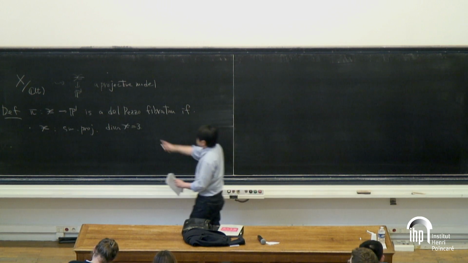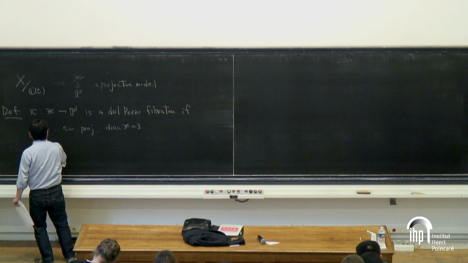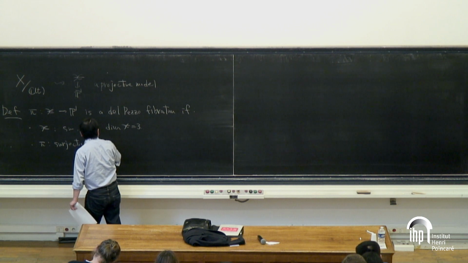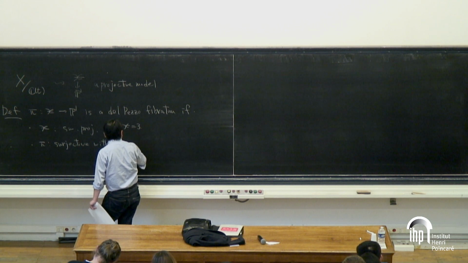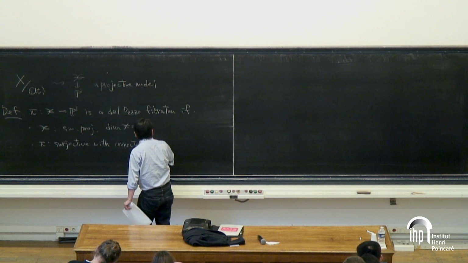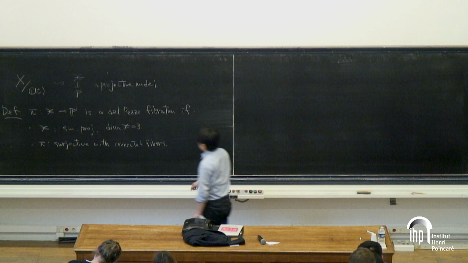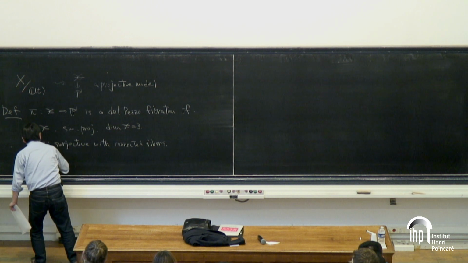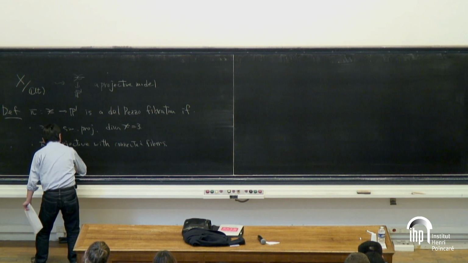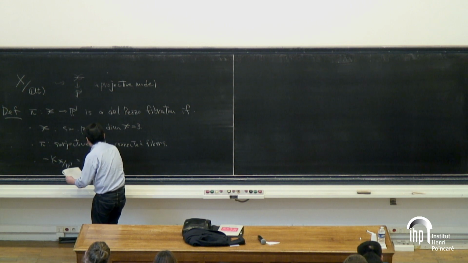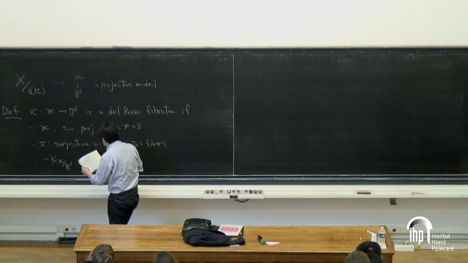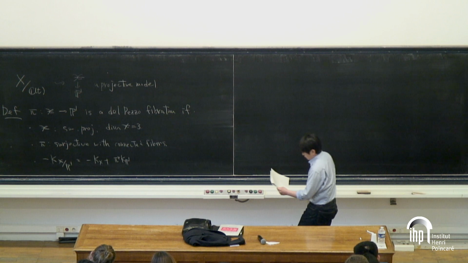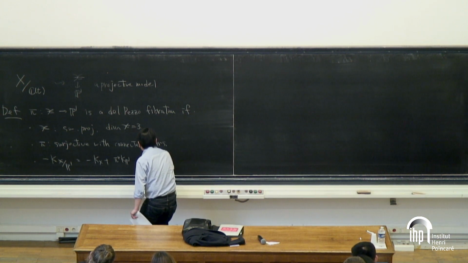And pi is surjective with connected fibers. And the last condition: we consider the relative anti-canonical class. This is formally defined as minus Kx plus pi star K P1. This is the relative anti-canonical class, and it is relatively ample.